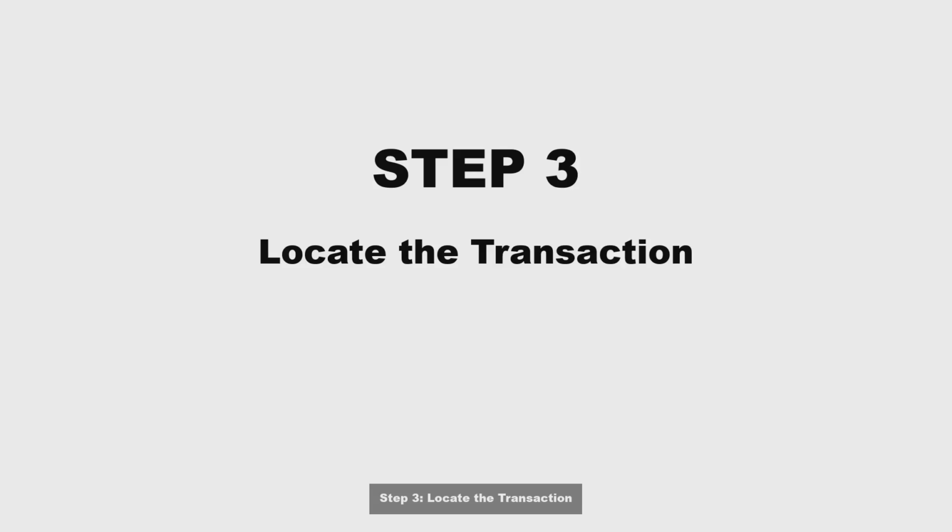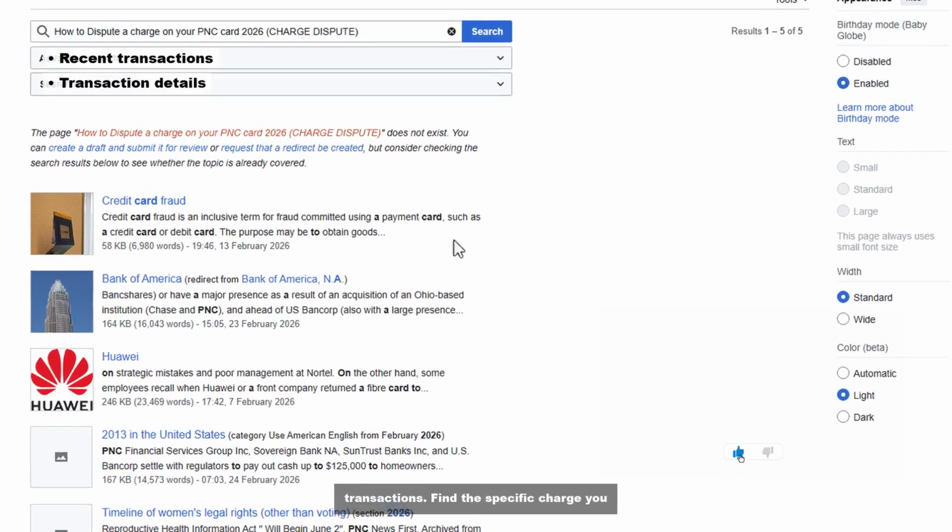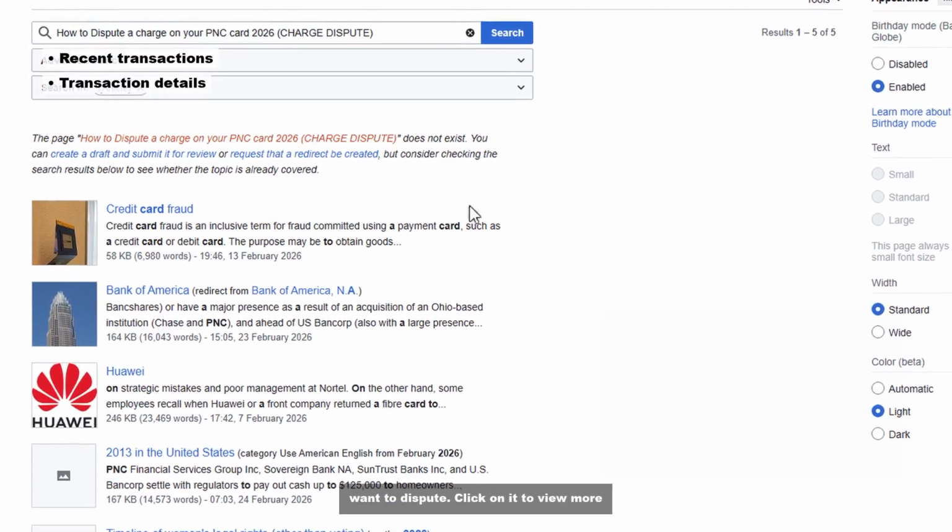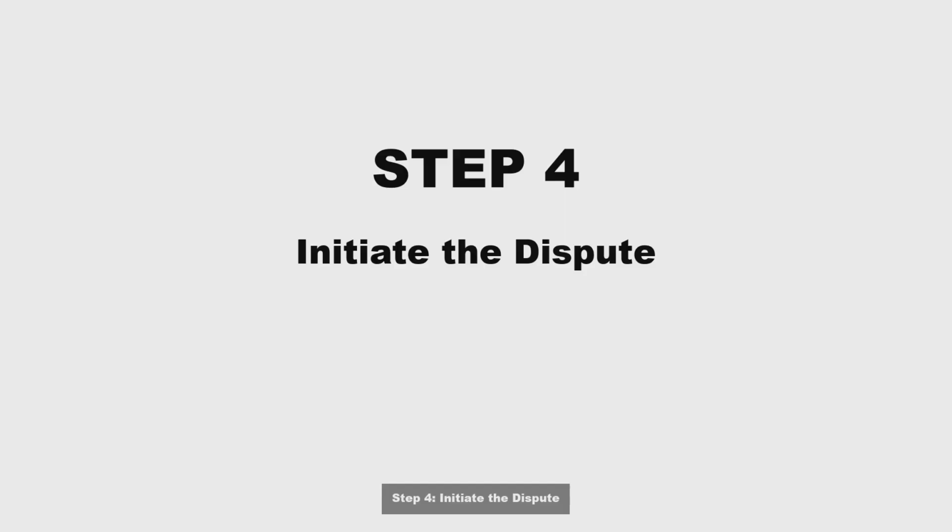Step 3. Locate the transaction. Once logged in, navigate to your recent transactions. Find the specific charge you want to dispute. Click on it to view more details.